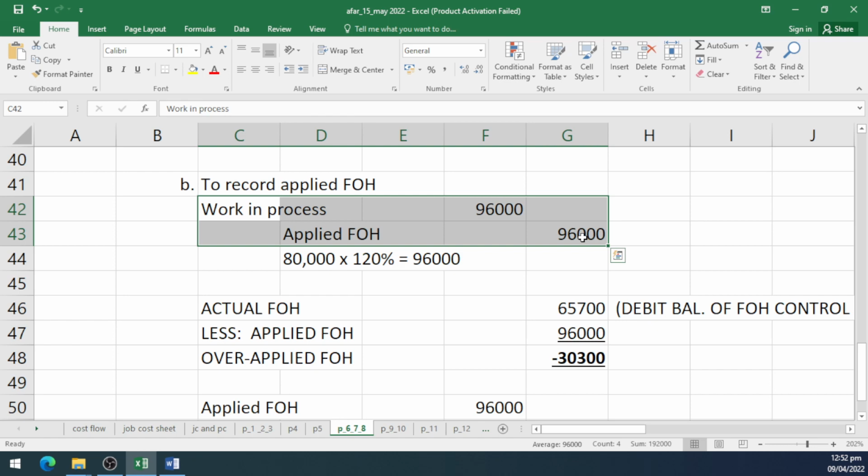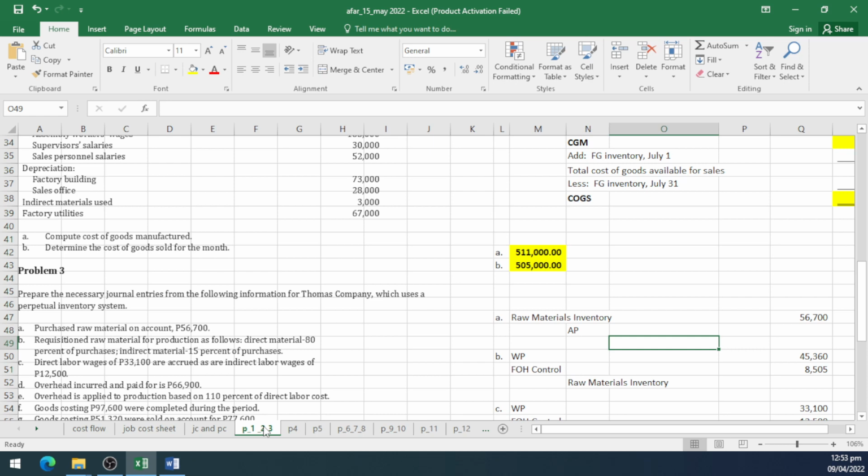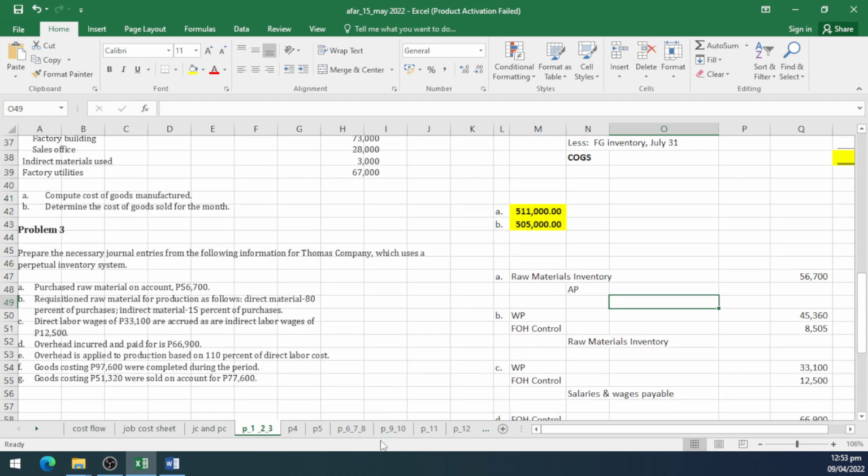Ayan. So, na-illustrate na po natin yung 3 elements ng manufacturing cost na nagtagpo-tagpo na sa work in process na account. Now, from work in process, pag natapos na yung production, ililipat naman na sa finished goods. And if sold, ililipat natin sa cost of goods sold. Okay. We illustrate using problem number 3 to complete our illustration hanggang sa pag-record ng cost of goods manufactured and cost of goods sold.